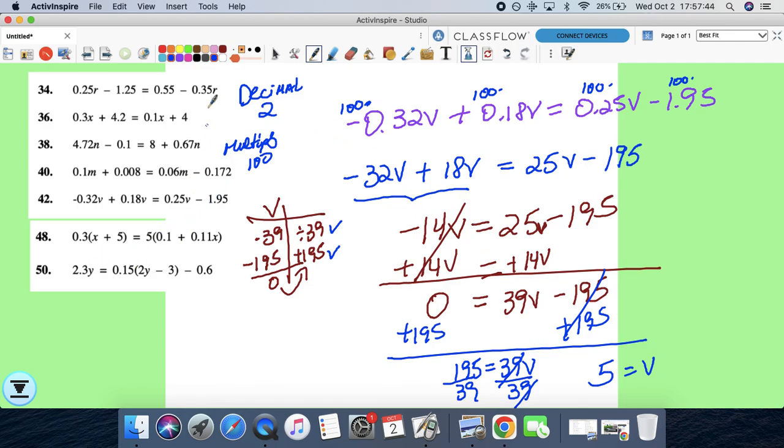So the check. The check, we're going to go minus 0.32 times 5, right? Everywhere I see a v here, I'm going to replace it with 5. Plus 0.1818 times 5 equals 0.25 times 5 minus 195.